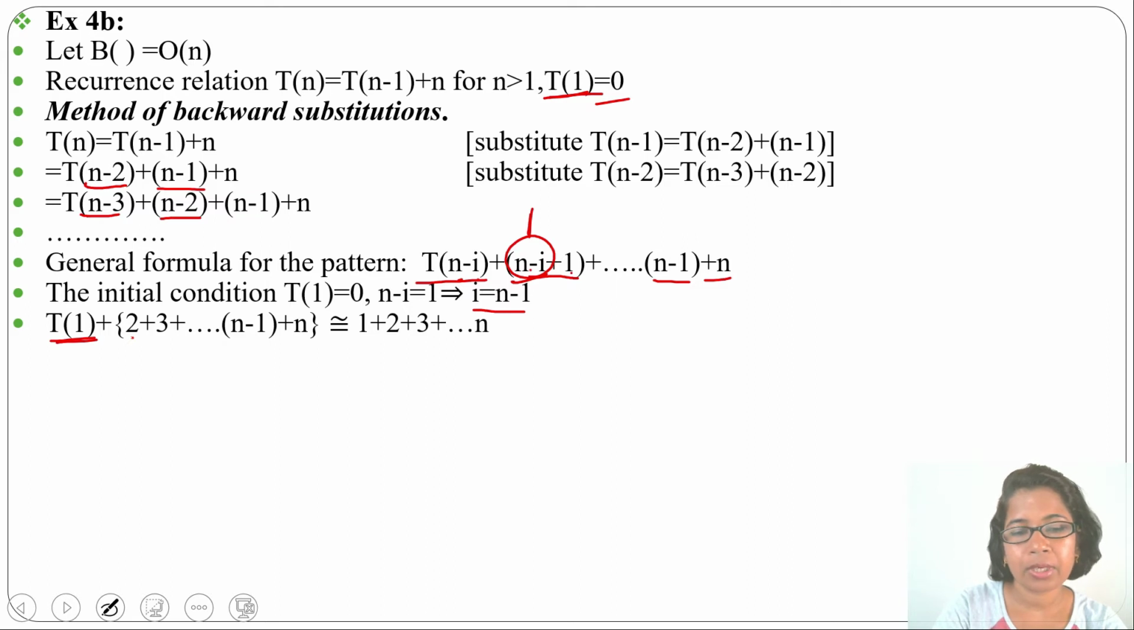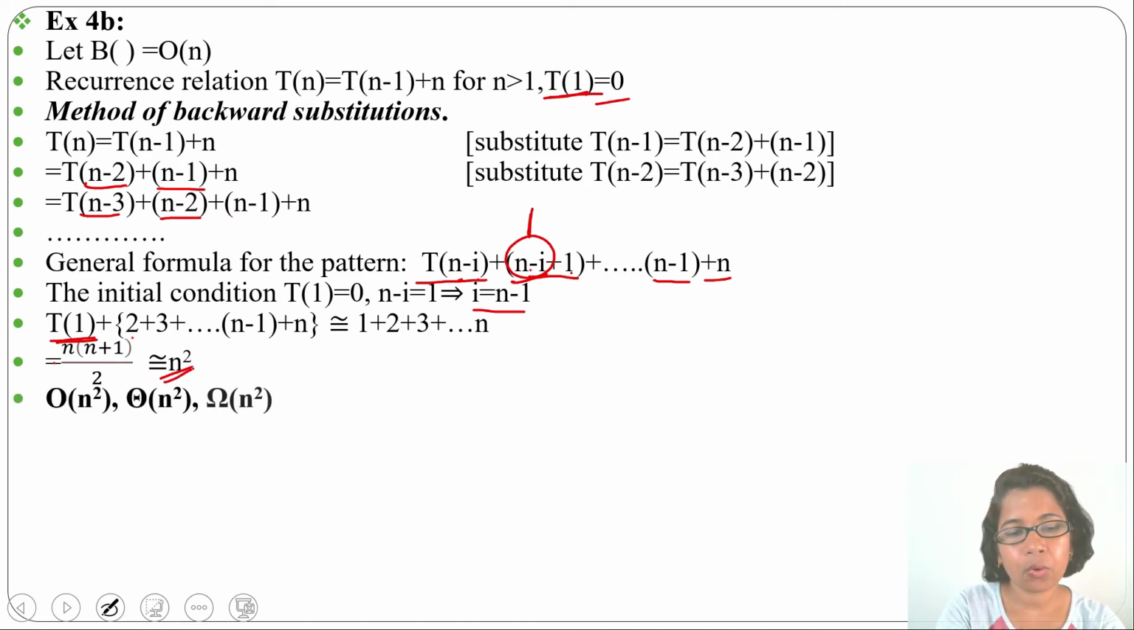So approximately we can write 1 plus 2 plus 3 up to n, and for this we know the formula: it is n times n plus 1 divided by 2. Approximately this value will be equal to n square. So running time will be big O of n square or theta of n square or omega of n square.